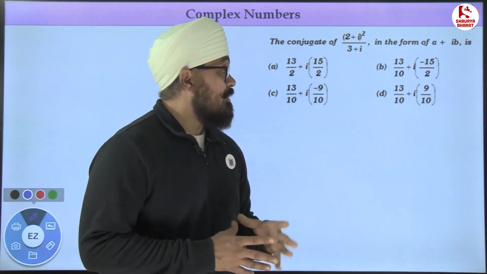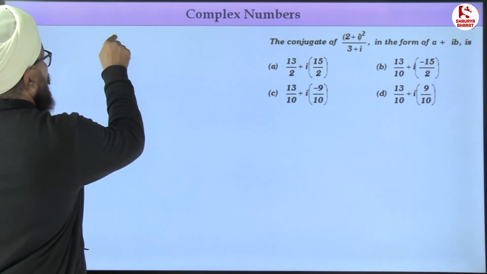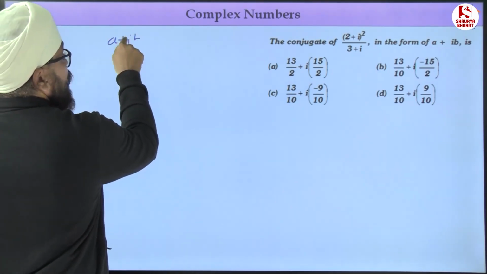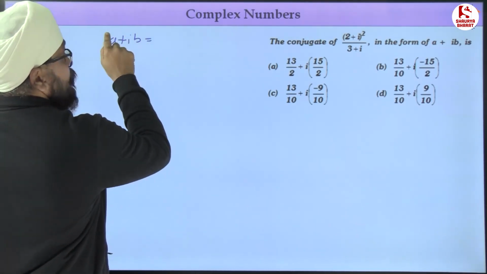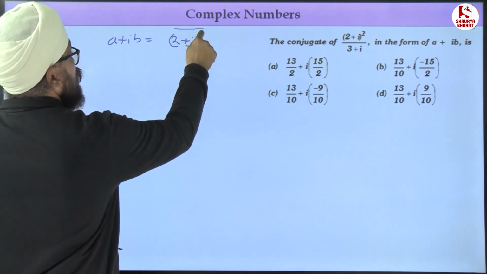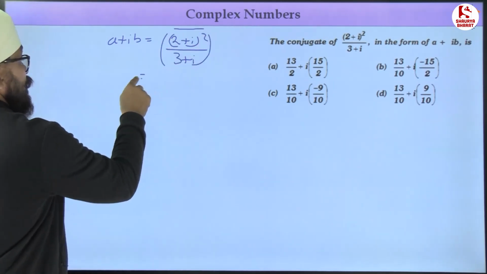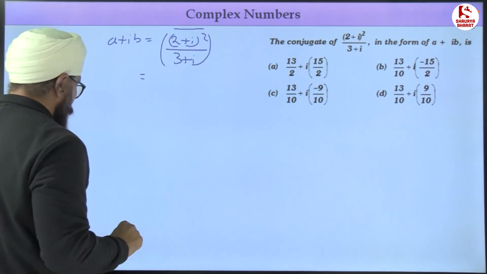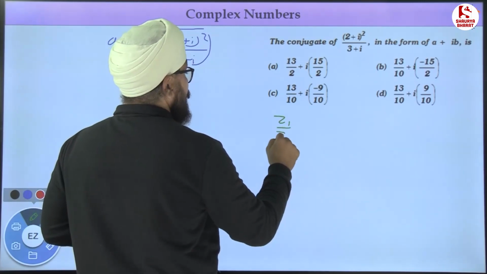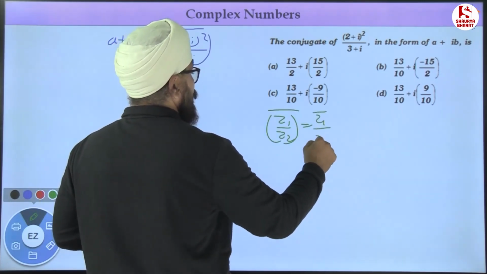Now, here is the question which we are just talking about, that is, the conjugate of this particular number is in the form of a plus iota b. That means a plus iota b is the conjugate of 2 plus iota whole square divided by 3 plus iota. So, we have to take the conjugate. For the conjugate of a division, the property says Z1 divided by Z2, when we take the conjugate, this is Z1 conjugate and Z2 conjugate.